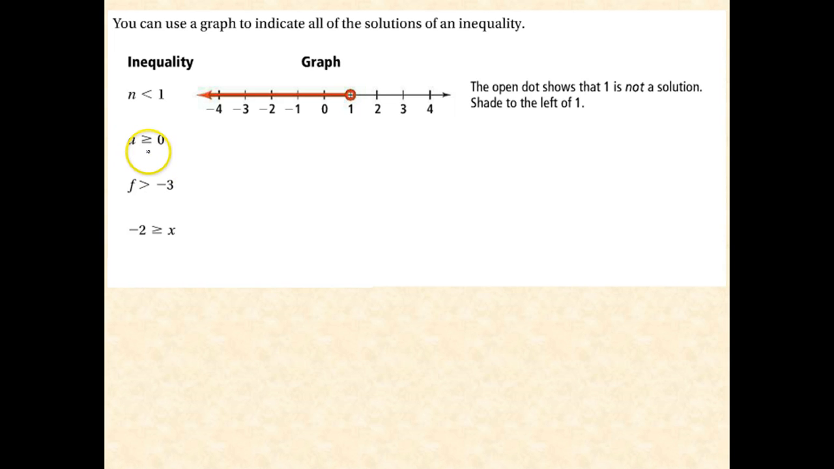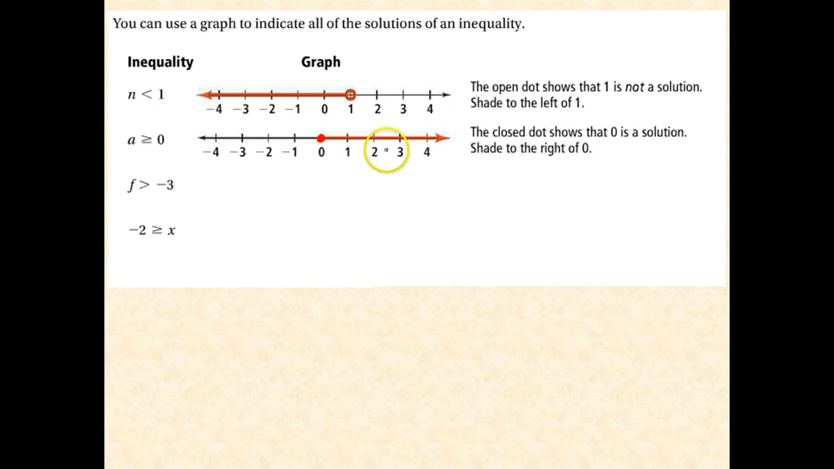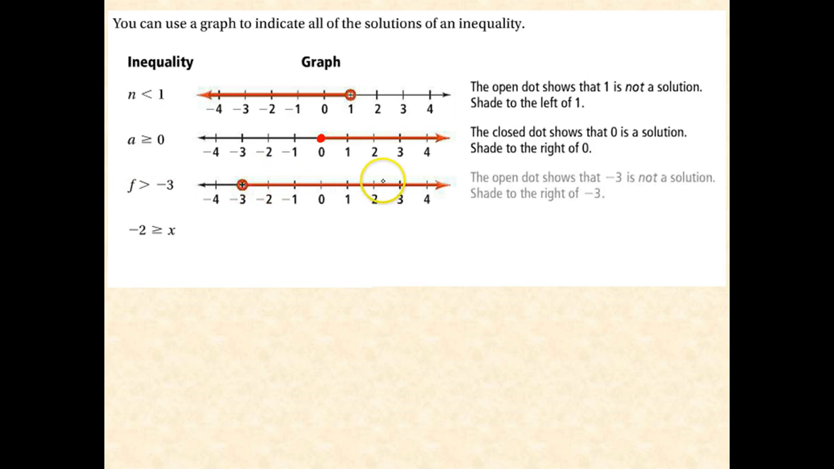A is greater than or equal to 0. So here we've got starting at 0, but our dot is filled in. So make sure it's nice and filled in so we know that 0 counts as one of our solutions. It's 0 and everything greater. F is greater than negative 3. Here's negative 3, open circle because negative 3 doesn't count, and everything greater than negative 3.